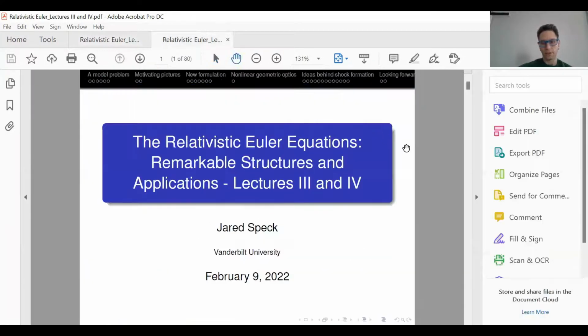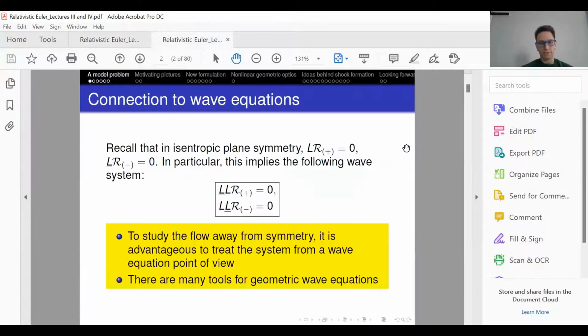So I'm going to jump to the problem away from symmetry, and just another quick recall. In isentropic plane symmetry, the relativistic Euler is a coupled system of transport equations, L R plus equals 0 and L bar R minus equals 0.